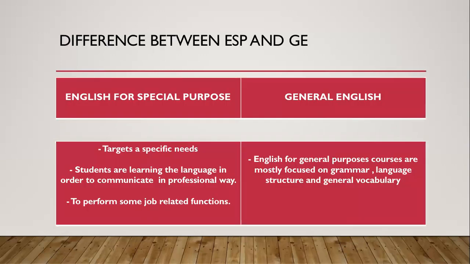The difference between ESP and GE. ESP targets specific needs. Students are learning the language in order to communicate in a professional way and to perform some job-related functions. They also have a background of the language and they know the basics of general English. However, general English is for general purpose courses that are mostly focused on grammar, language structure, and general vocabulary.